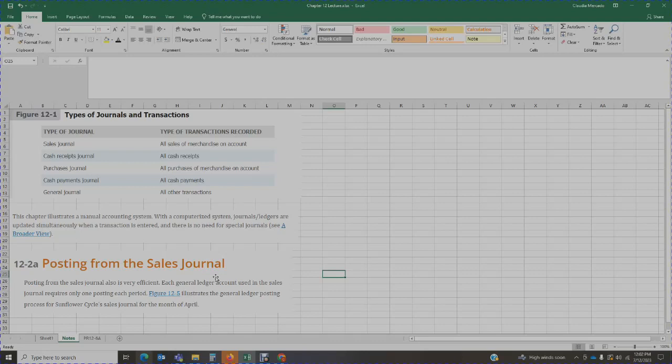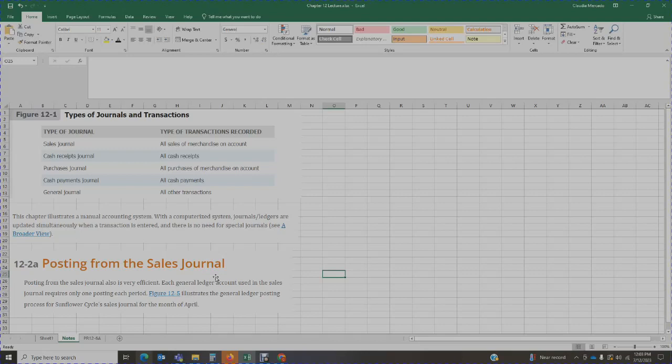And then we have a general journal, which is if it doesn't belong to any of those four categories, whether it be a sales journal, a cash receipts journal, a purchases journal, or a cash payments journal, if it doesn't fall into those four buckets, then we just use a regular general journal, where you record all other transactions that don't apply. Now, in this particular chapter, we are illustrating the use of special journals using a manual accounting system.